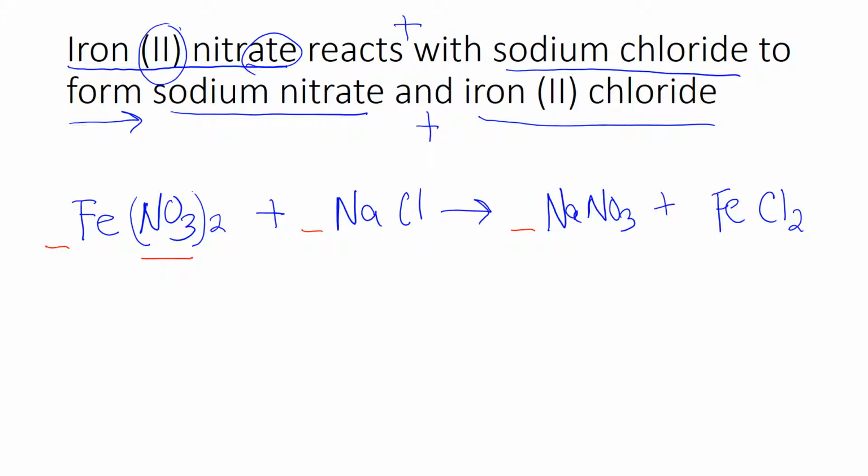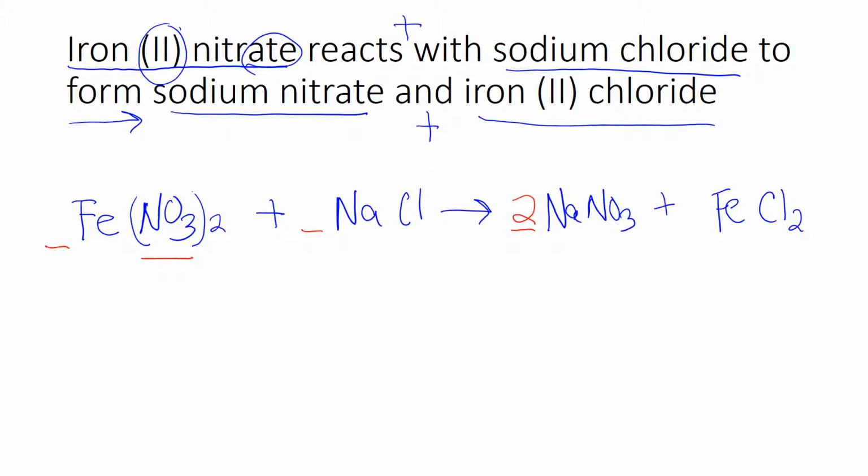So here I have 2 nitrates and here I only have one nitrate. So I'm going to focus on the side that's smaller, and we're going to use multiplication. So 1 times 2 will give us 2 nitrate. So I'm going to put a 2 in the coefficient spot. At this point, I cannot change my subscript because that was determined by the charge of the element within the compound.